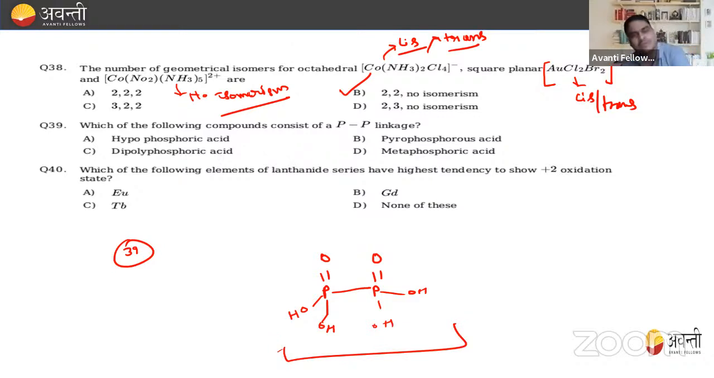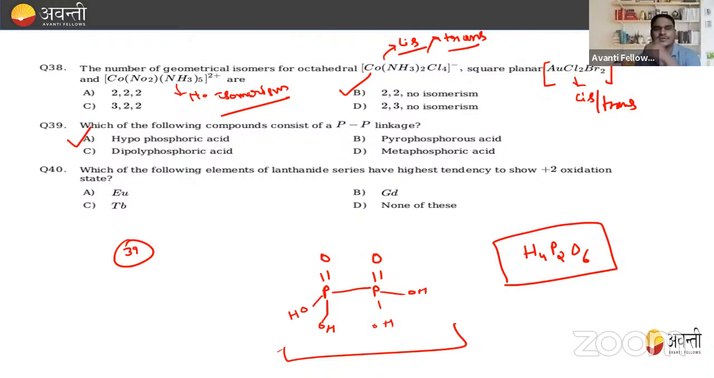So which of the following compounds consists of a PP linkage? That is hypophosphoric acid. Okay? What is the formula for hypophosphoric acid, beta? That is H4P2O6. Right, so this is the formula of hypophosphoric acid, and this contains a PP linkage, a phosphorus linkage. I hope it is clear to everyone, right?